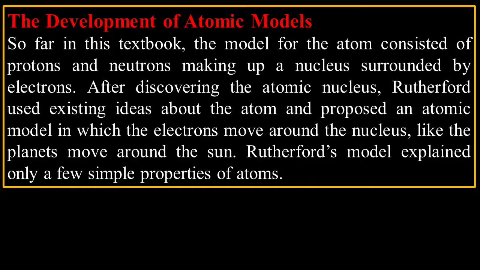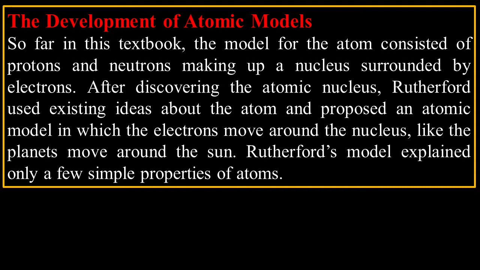The development of atomic models. So far in this textbook, the model for the atom consisted of protons and neutrons making up a nucleus surrounded by electrons. After discovering the atomic nucleus, Rutherford used existing ideas about the atom and proposed an atomic model in which the electrons move around the nucleus, like the planets move around the sun. Rutherford's model explained only a few simple properties of atoms.